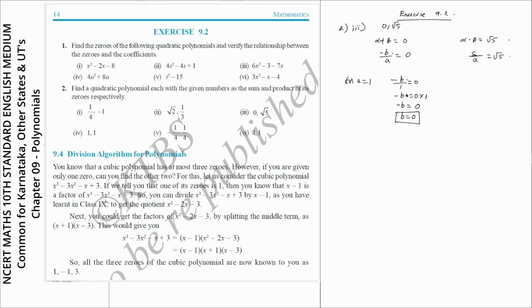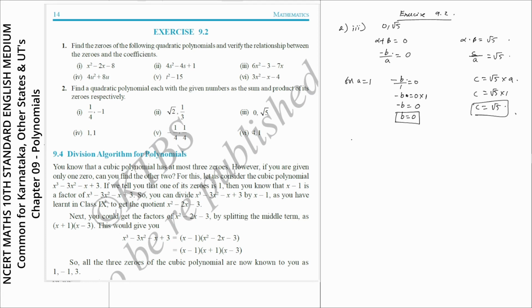Now coming here, c by a is equal to root of 5, or c is equal to root 5 into a, or root 5 into a is 1. So root 5 into 1 is root 5 only.